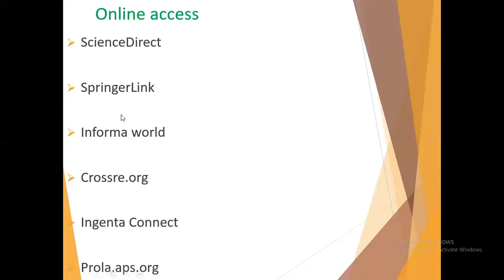Informa World is for Taylor and Francis. If you want to download some of the journals related to Taylor and Francis, you will find them on Informa World. And for finding a journal that you are searching for, the subscription must be there at that particular institute. In IITs and other good institutes, you'll find this kind of access.